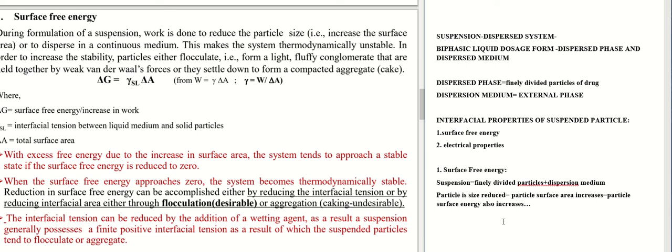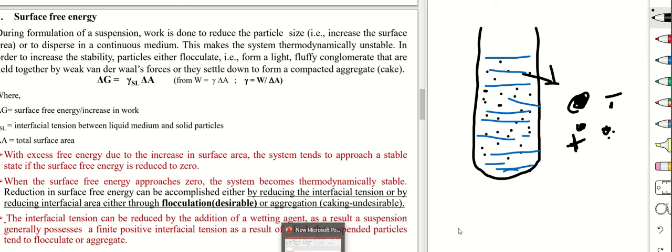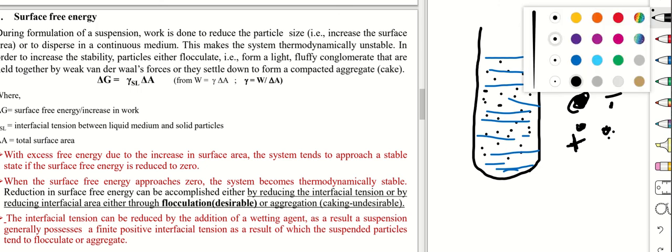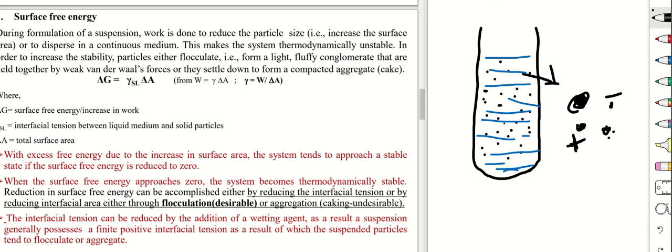Right? Now when a particle's surface free energy increases, all these particles will try to have instability. They'll move away from each other because of a higher surface free energy. They'll not come closer. They'll not form floccules. They remain thermodynamically unstable.